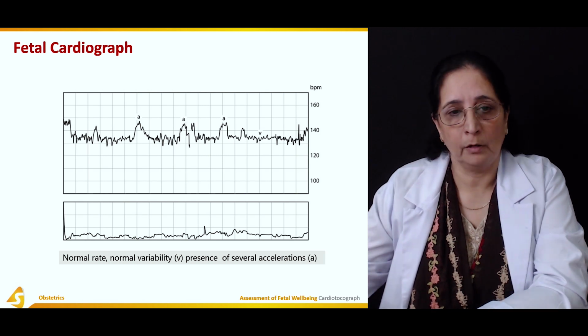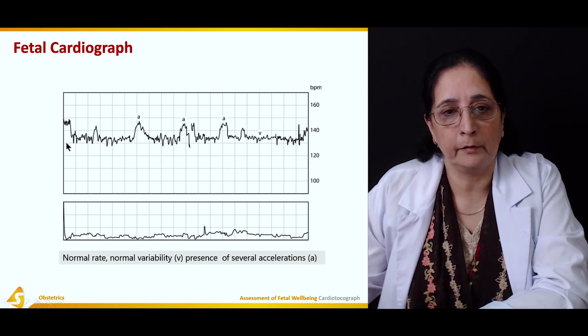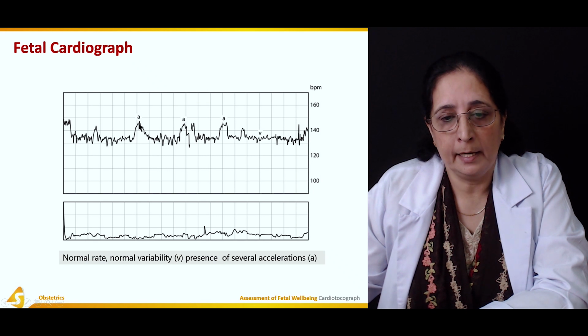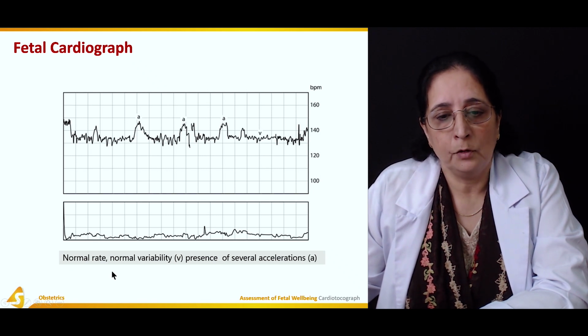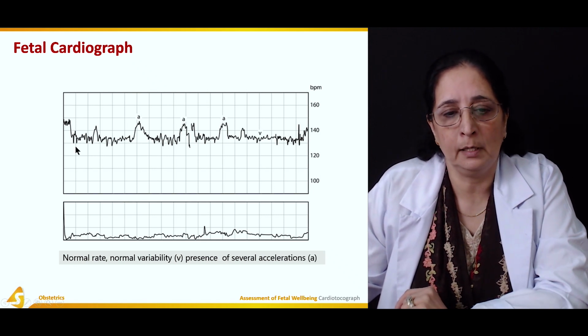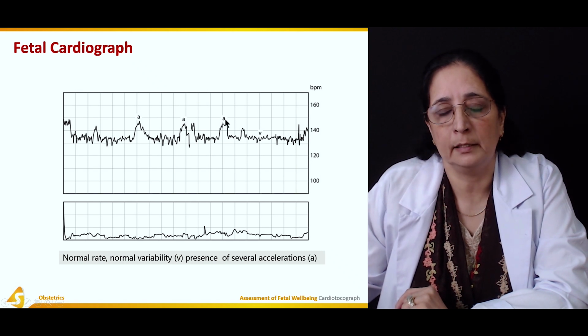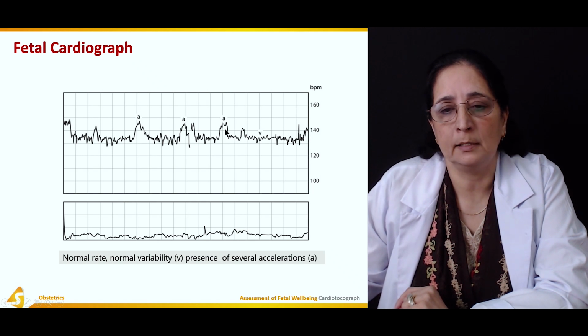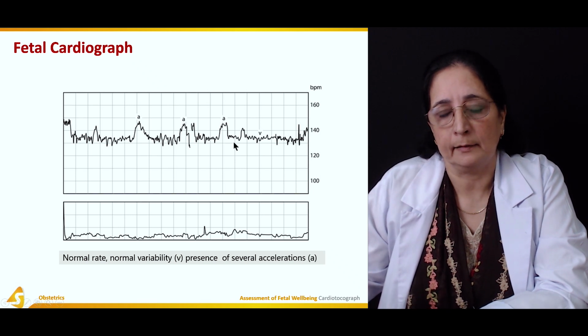This is the picture of fetal cardiograph. You can see A is showing the normal rate, normal variability. So this is the normal, and if the accelerations are present, these are the accelerations. If more than 15 per minute in 15 seconds, it is not good. So this is fetal tocograph showing accelerations.